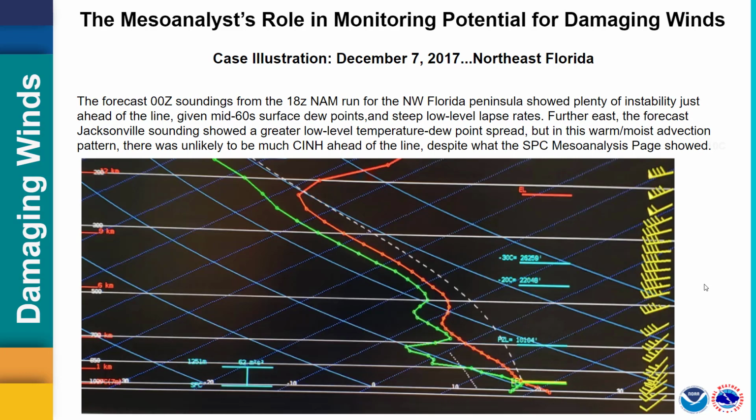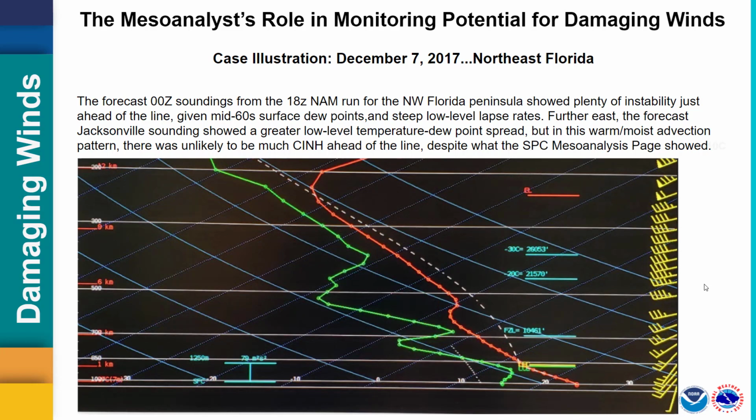Here's a look at the 18Z NAM forecast sounding for 0Z, showing a favorable environment to support the squall line over northwestern Florida. However, it also showed on a Jacksonville sounding that, if modified with mid-60s dew points, would also be fairly favorable without the CIN suggested by the SPC mesoanalysis output.